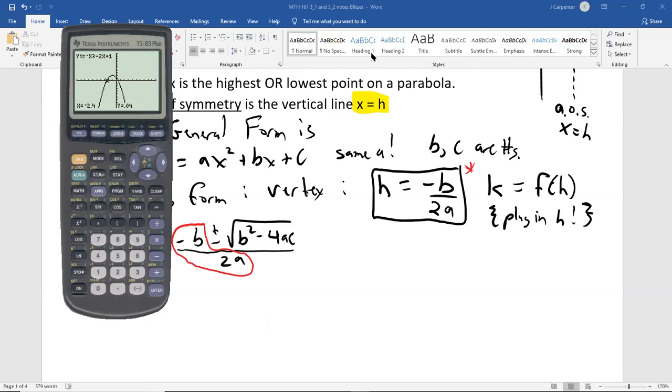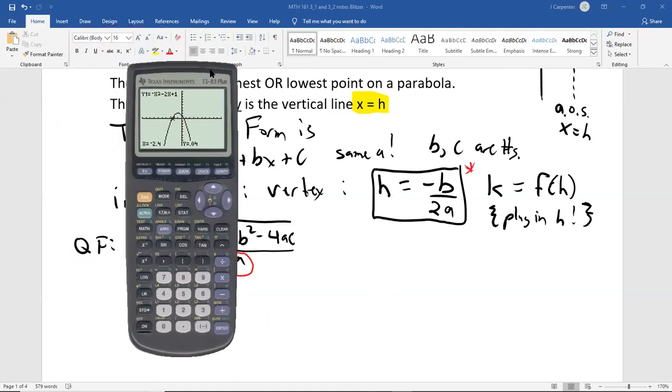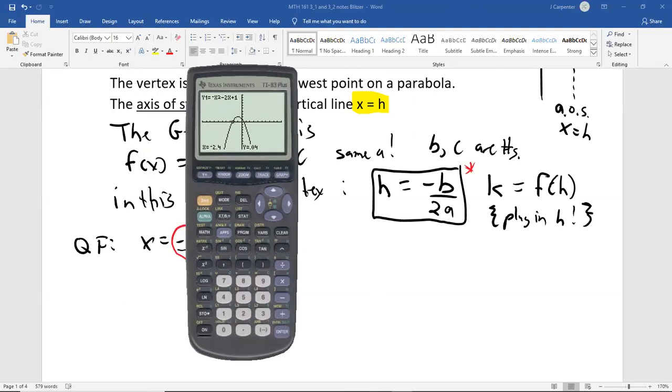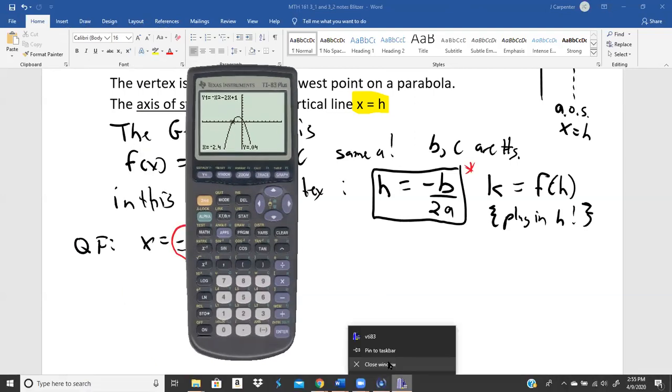Okay. New share screen. Although I guess the TI-83 is still up there, isn't it? Sometimes it's not, sometimes it is.